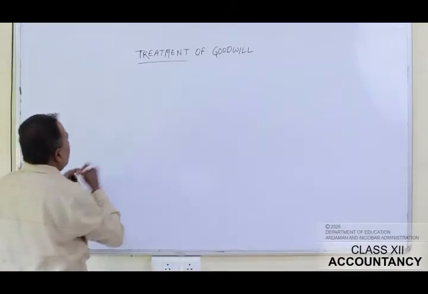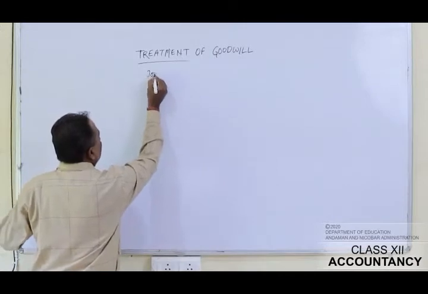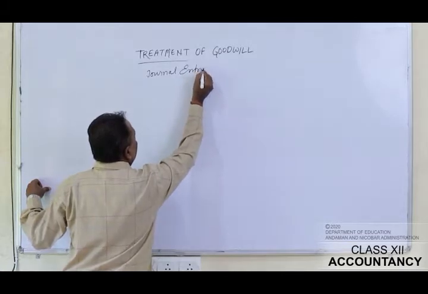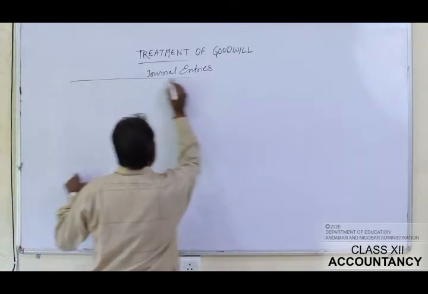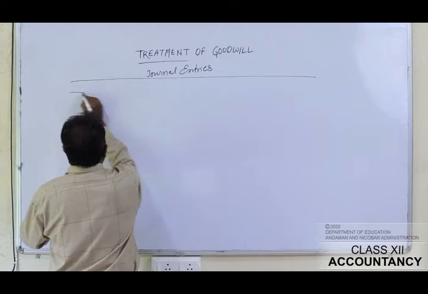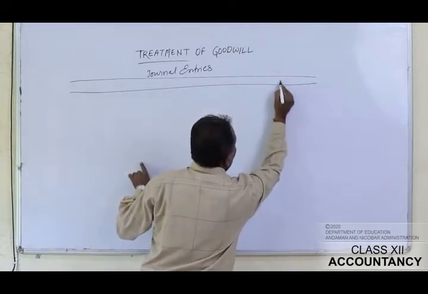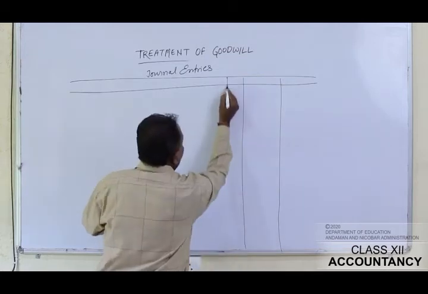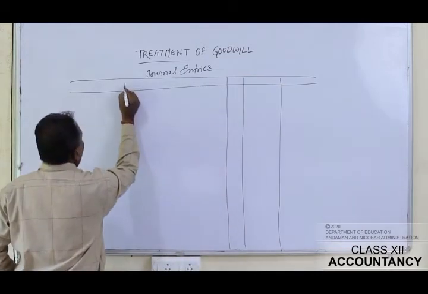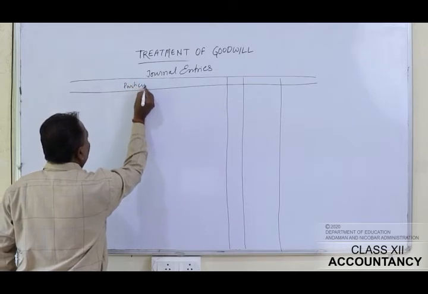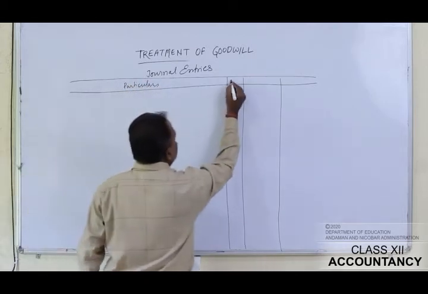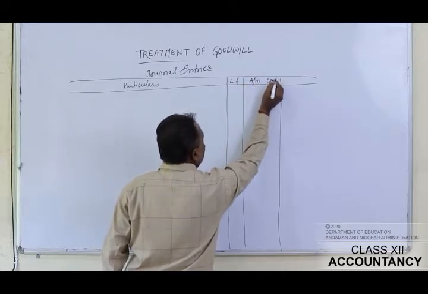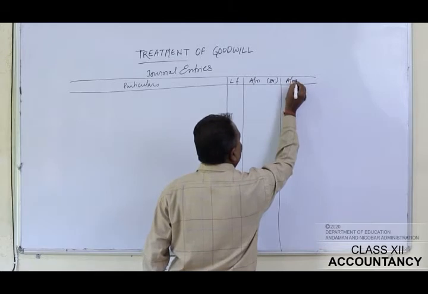We will make the columns for passing the journal entries. Journal entries. This is a column for particulars. This is a column for ledger folio. This is a column for debit amount. This is a column for credit amount.